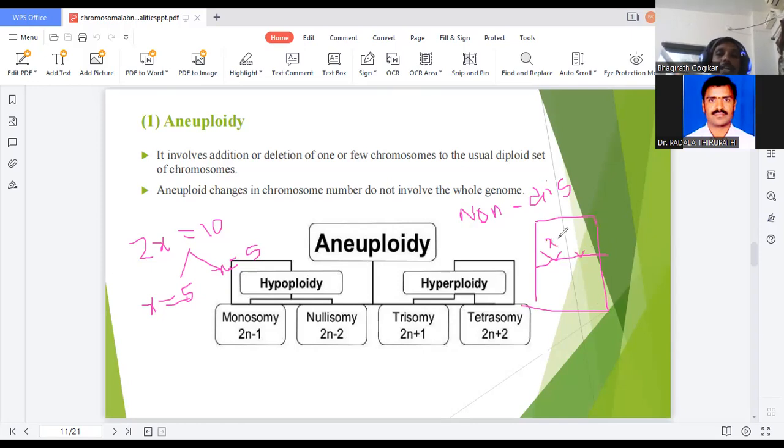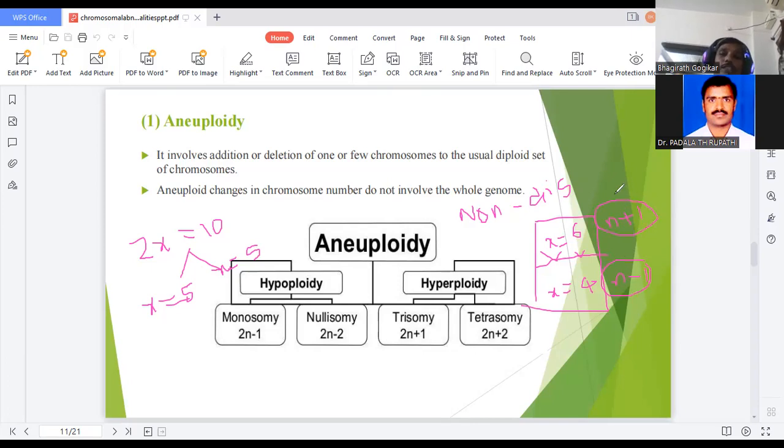It receives an extra chromosome, so it becomes x is equal to 6. It lost one chromosome in one gamete, so it becomes x is equal to 4. So what type of gametes are formed due to the non-disjunction of the chromosome? N plus 1 gamete and N minus 1 gamete. Here one chromosome is lost, and here one chromosome is extra in the gamete.